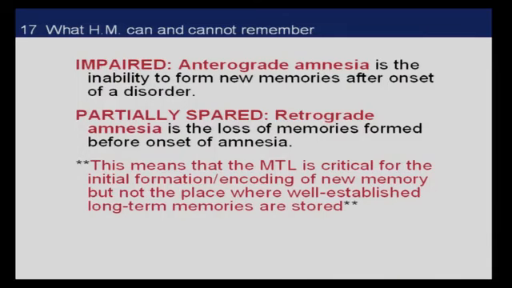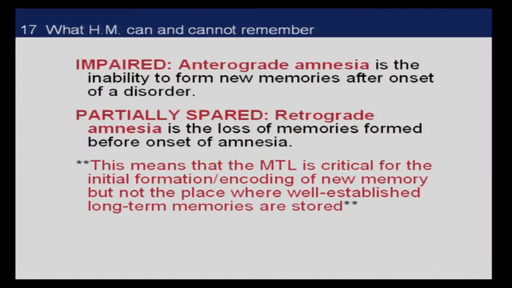This means, particularly this anterograde amnesia that he exhibits, means that the medial temporal lobe is critical for the initial formation, what we call encoding, of new memories. But it is not the place where well-established long-term memories are stored. How do I know that the medial temporal lobe is not the place where long-term, well-established memories are stored? How do I know that?